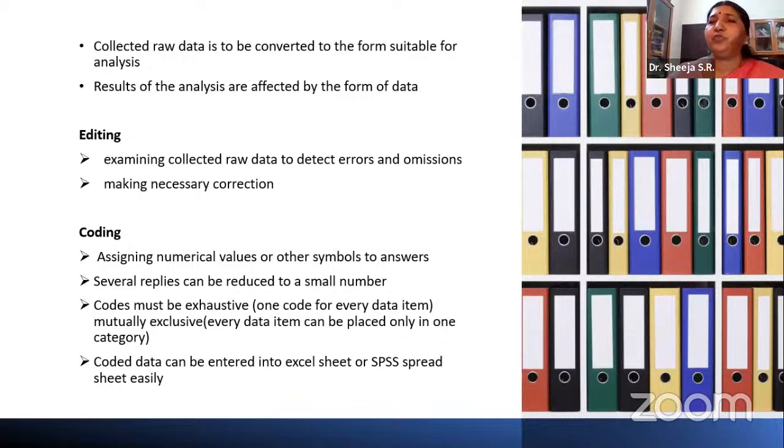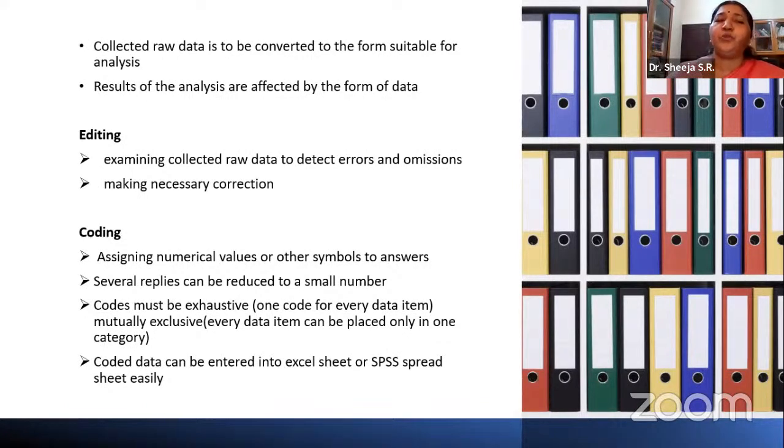For example, if you're classifying people on the basis of sex, male, female, or transgender, then you can give codes. 1 can be used to indicate male, 2 can be used to indicate female, and 3 can be used in the case of transgender. So you are assigning numerical values to answers. It is exhaustive because one code is there for each and every data item.